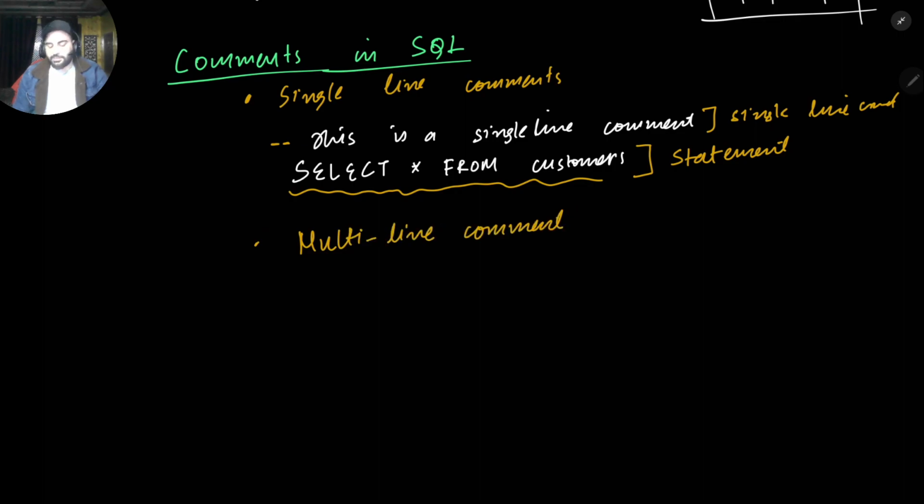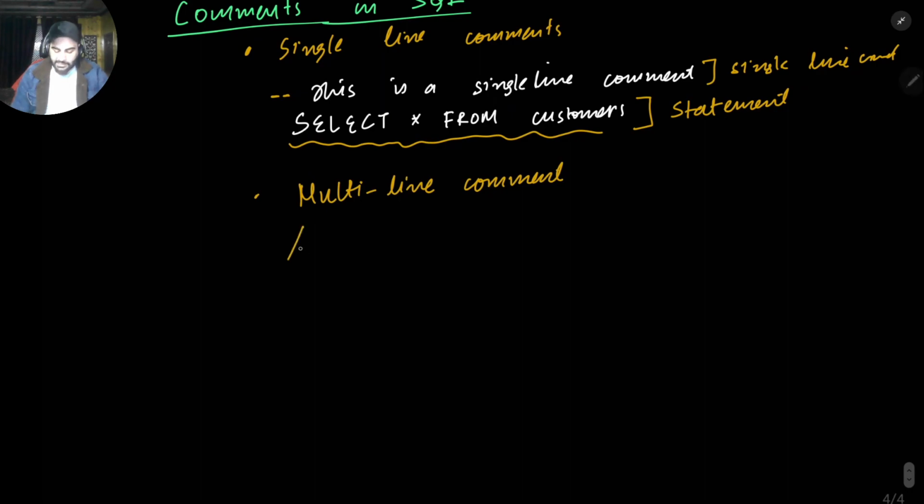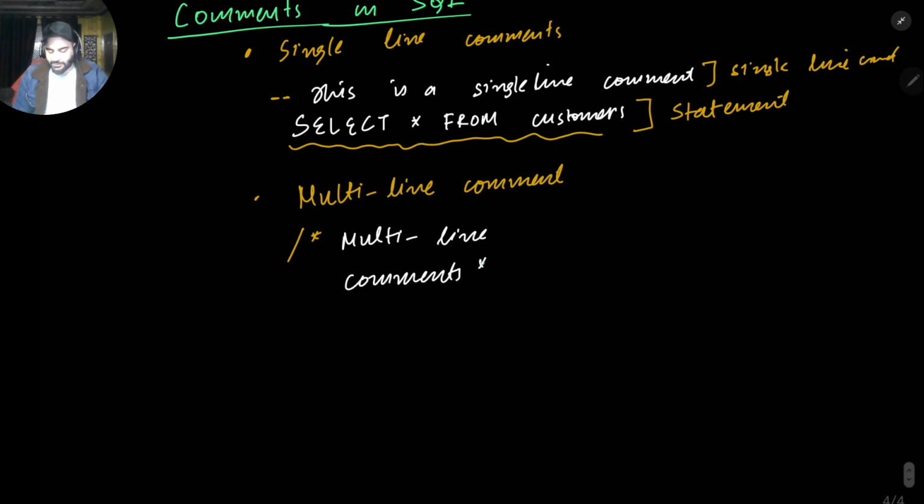Then we have multiple line comments as well, or we can say multi-line comments. Again, the same concept that we did in Python. In Python, we use the triple quotes and things like that. Here, we use the C syntax, that is slash star, and then we write the multi-line comments. Then we close it like this. Is it clear? So this is the multi-line comment. Then we can write whatever we want, like example SQL queries.